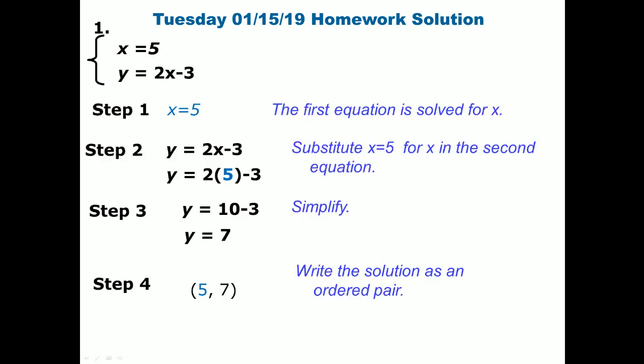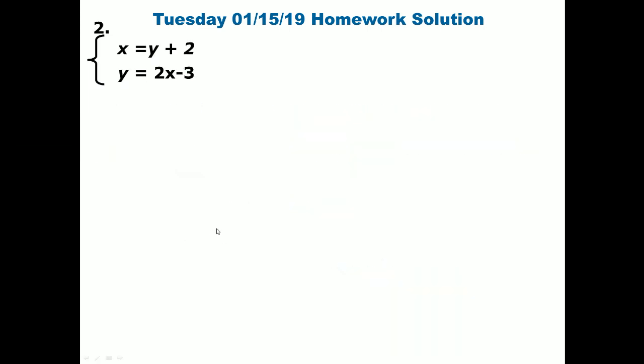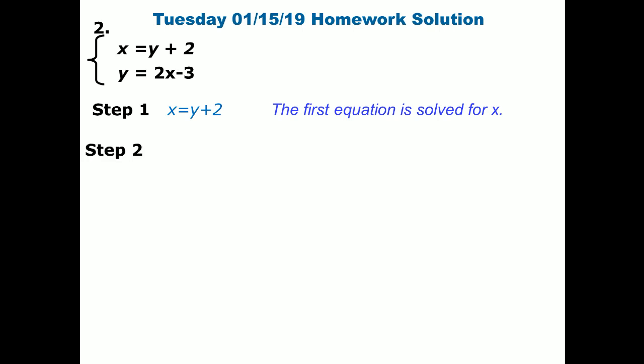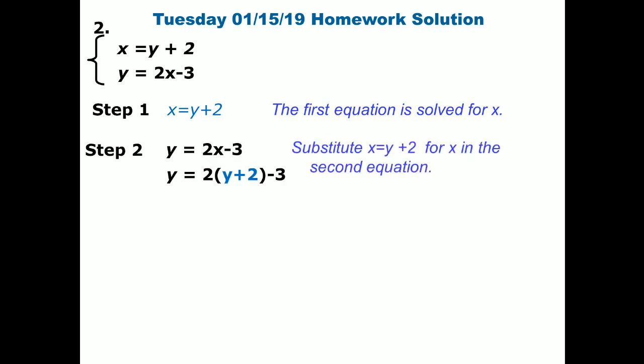Okay. Alright, let's look at number 2 now. X equals y plus 2 and y equals 2x minus 3. Again, we're going to use the method of substitution. Step 1, we already know that the first equation is already solved for x. So x equals y plus 2. Step 2, okay, we substitute x equals y plus 2 in for x, right? X is equal to y plus 2. That's why y plus 2 can replace x.